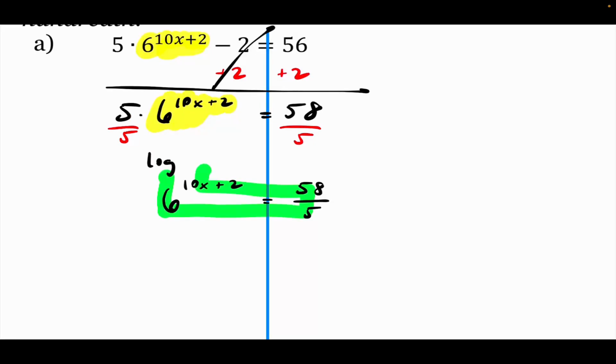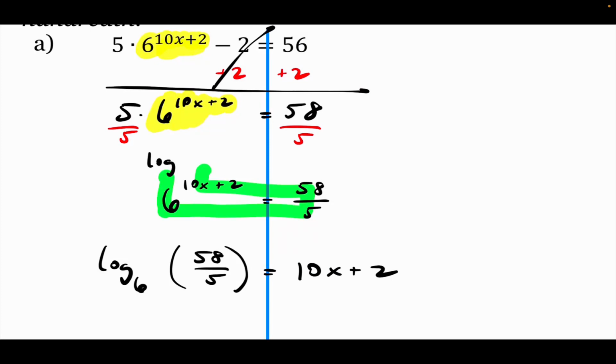Starts with a log. 6 goes under. 58 divided by 5 comes over here in parentheses. 10x plus 2 goes over there. Right? If I did the loop trick, I would get back to where I started. It's the opposite of the loop trick. The log is the opposite of the loop trick.